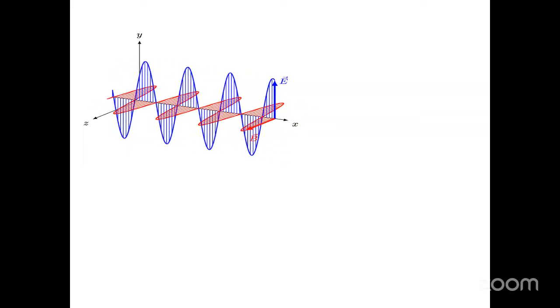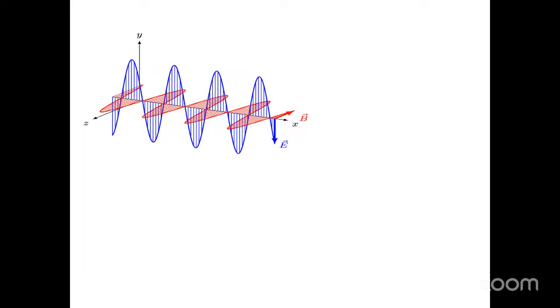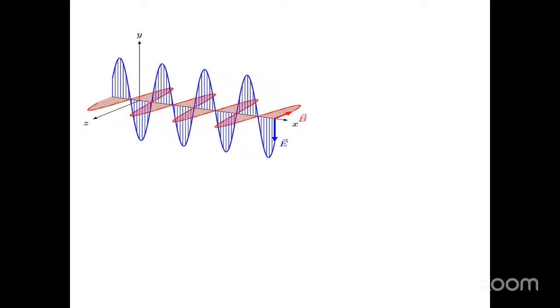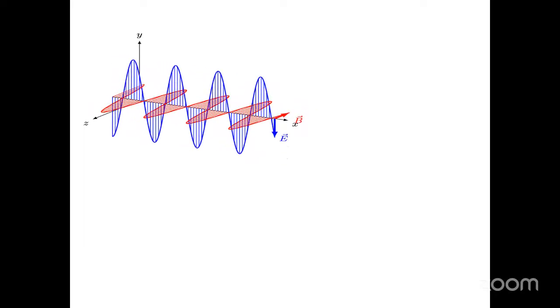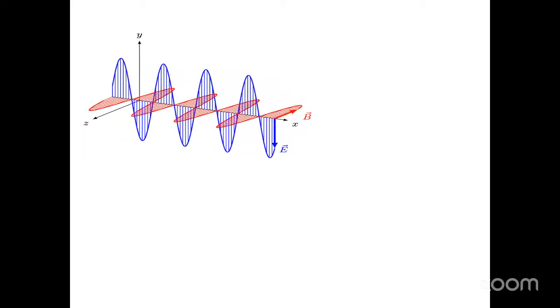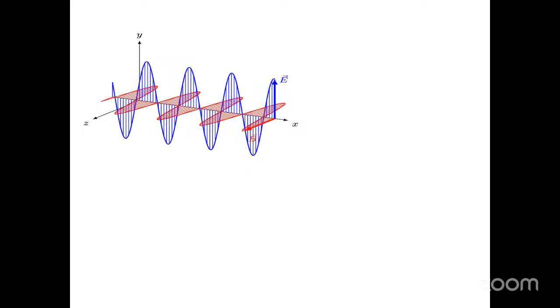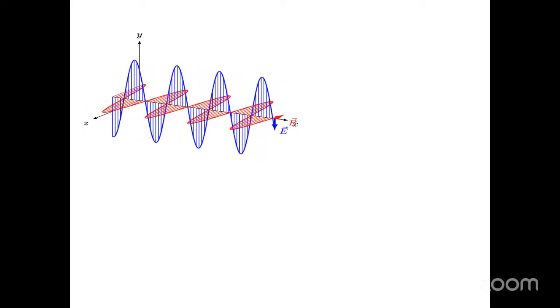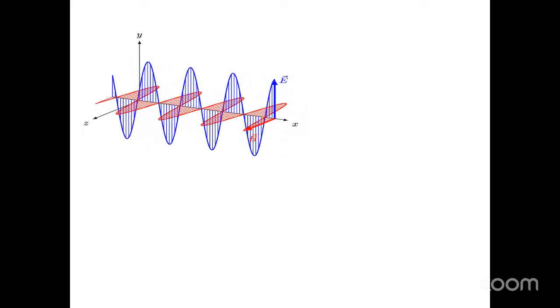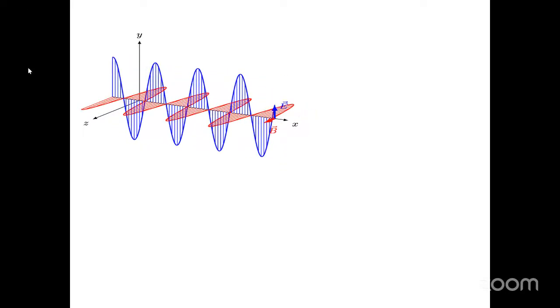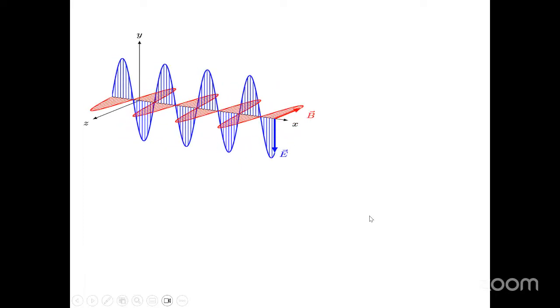Okay, but the thing is that the components of the electric as well as the magnetic fields are both perpendicular to each other, and the propagation of the wave is also perpendicular. Is it clear? So this type of wave you can call an electromagnetic wave.